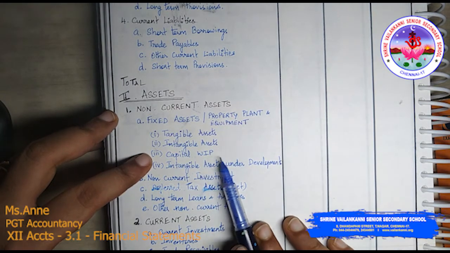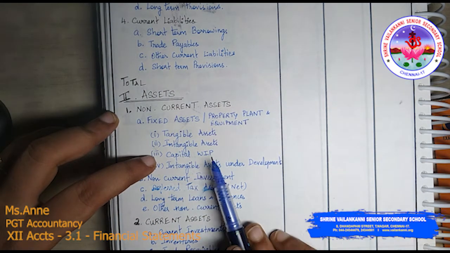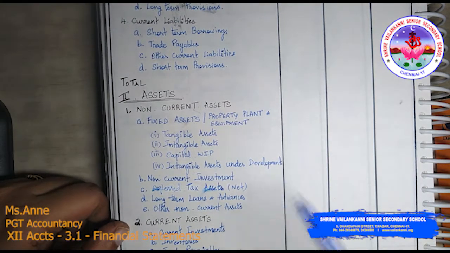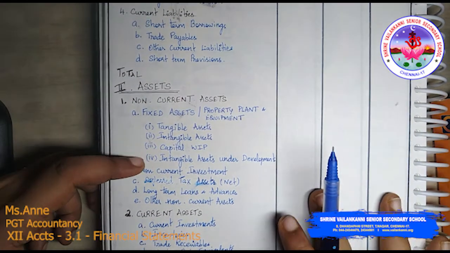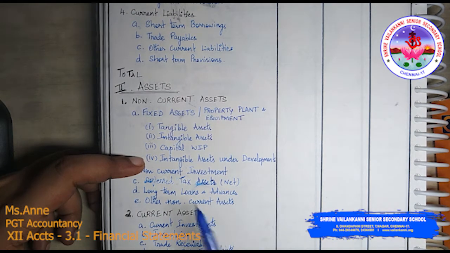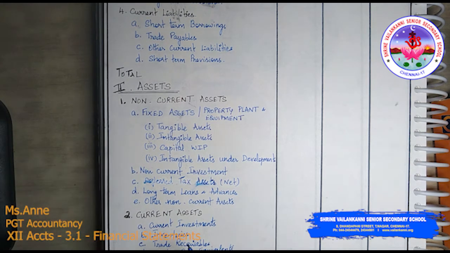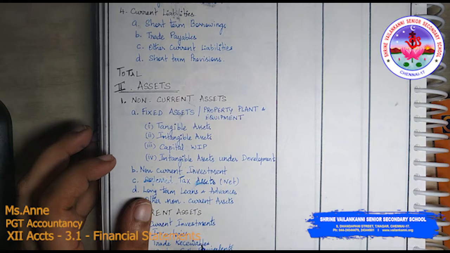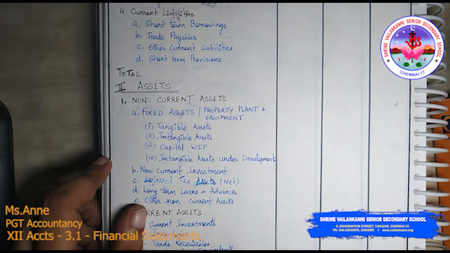Capital work in progress. When you are constructing a building, or a capital nature item, or fixing furniture and fittings, and the work is not yet over, work is in progress, then you call it capital work in progress. Intangible assets under development. What is under development? You are developing an intellectual property. You are doing some research work, developing some intellectual property. It's not yet completed, you have not got patents or anything, it is just under development, then it is called intangible assets under development.